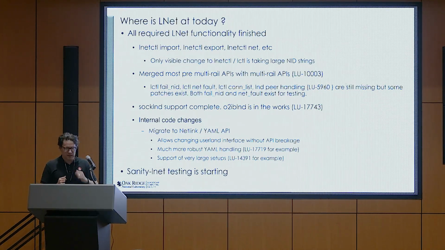So it's pretty much done. There are a couple of things missing, mostly for the test system. We have things like net fault, where we can inject failures into the network code to simulate them, and a couple of things like connections. There are details, and it's very LND specific. But those are the only things that are really missing. Those patches exist and some of them have been pushed. They're going through the review process, but they're mainly for testing, for the sanity lnet test.